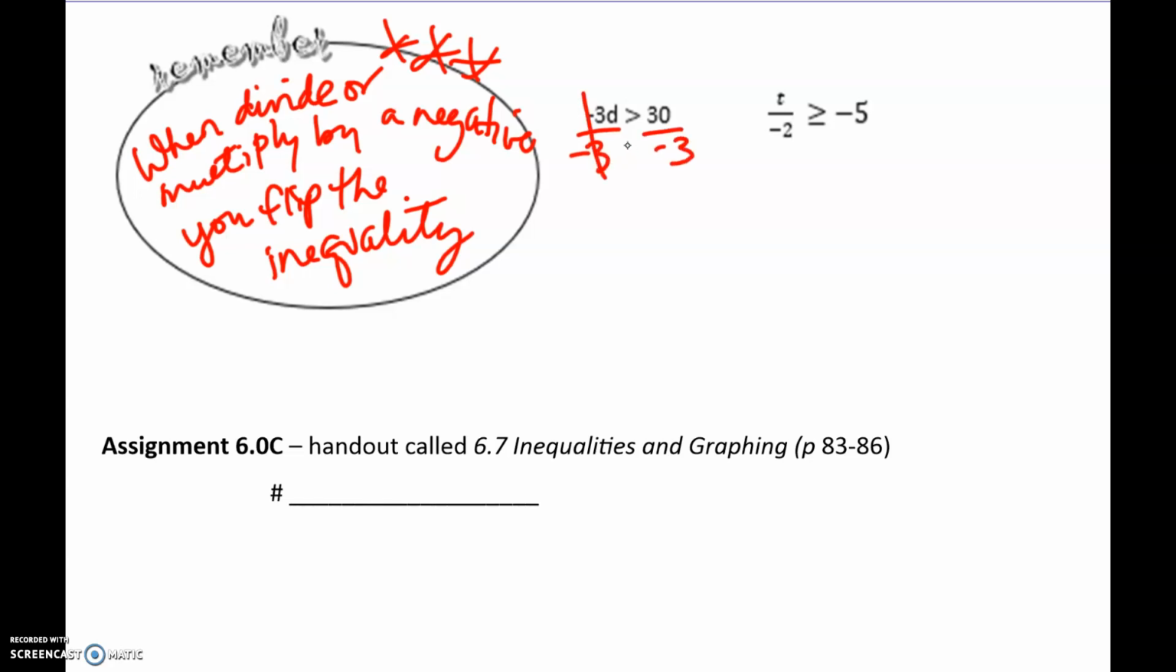When I divide by a negative 3, it's going to flip the sign. So now d is going to be less than negative 10. Similarly, in the second one, in order to get rid of that negative 2, or to get t by itself, we want to multiply both sides by negative 2, or cross multiply. And we say that t is, flip the sign, less than or equal to positive 10.